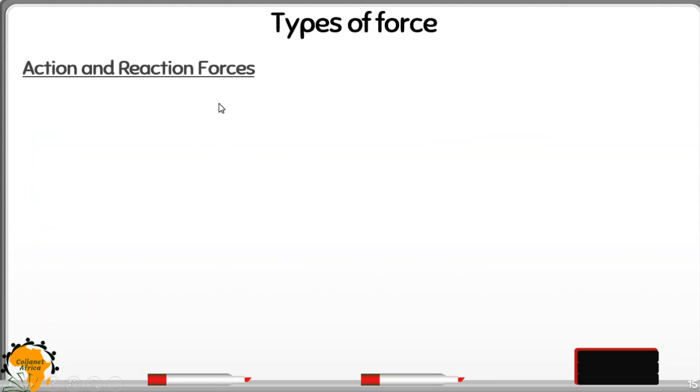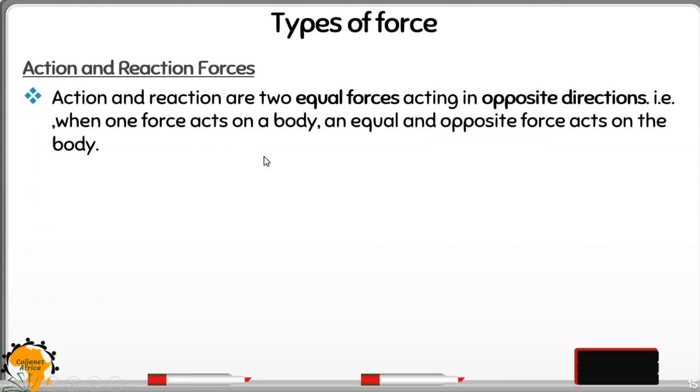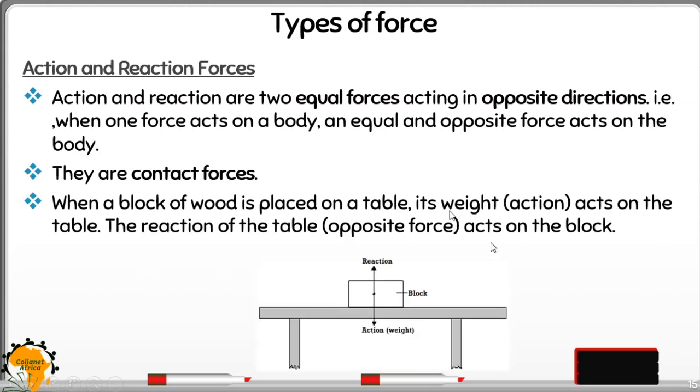We have action and reaction forces, and these are two forces that are opposite, but equal in magnitude. You can look at the diagram here. You have a box that is resting on the table. The weight is giving us action, and the reaction is provided by the table. That is why this table is able to support the box. These two forces are contact forces, and they act in opposite directions.